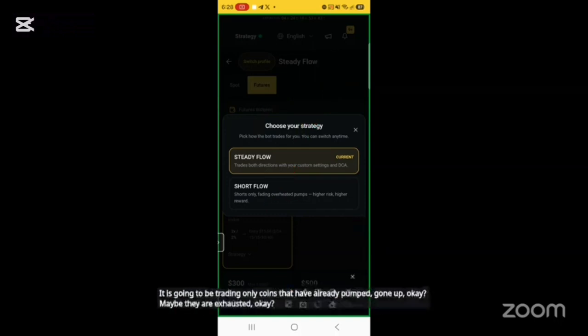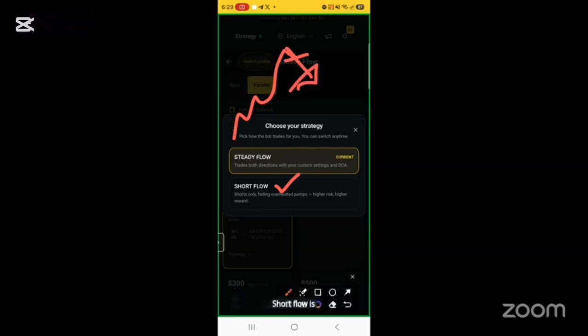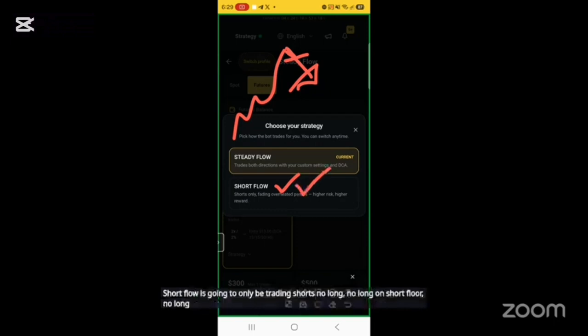It is only going to be trading shorts on coins which have pumped and are soon exhausting, or maybe are soon to make a retracement. It enters these coins and you move down with them, you make a profit. So Short Flow is only going to be trading shorts. No long will be executed here.